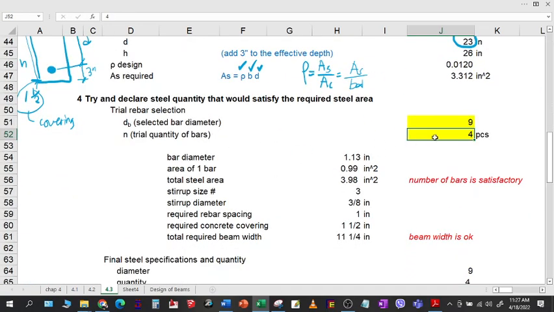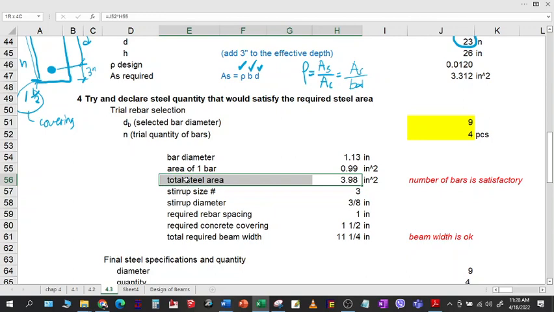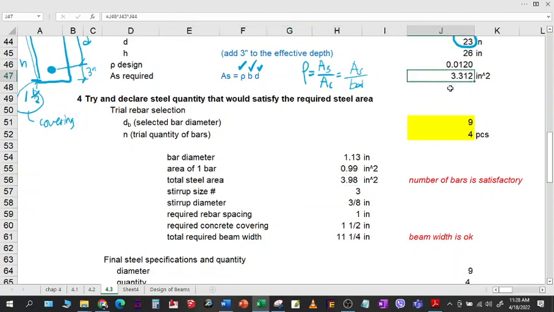And for the number of pieces, we have to make sure that the total steel area here is greater than the required steel area. Okay, it should be greater than. And I have a comment here. If it's less than, then it will say to increase the number of bars.